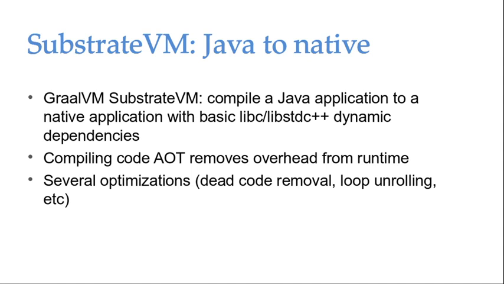This compilation can do ahead-of-time compilation of Java code to native code, so it removes this part from the runtime. Obviously, the performance ultimately is not as good as the adaptive optimization of the just-in-time compiler, but it's very good. It can do several things like dead code removal, loop unrolling, and so on. And it will improve over time as the project matures.